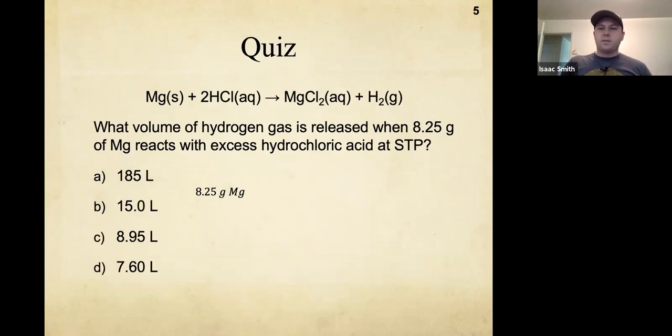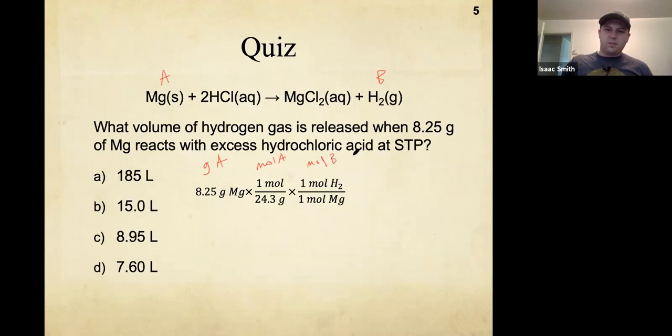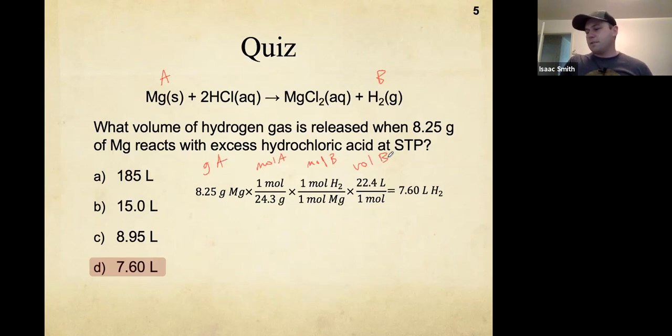So we take grams and we convert with the molar mass to moles of A. Again, magnesium is going to be our A, hydrogen gas is our B. So we have grams of A, and then we convert to moles of A using the molar mass. Then we convert to moles of B using the mole-to-mole ratio. And then we can convert to volume of B using 22.4 liters per mole to pop out the volume of the hydrogen gas. So hopefully that's pretty straightforward and making sense for you. If not, please jump in on office hours or email me, and we can walk through it.